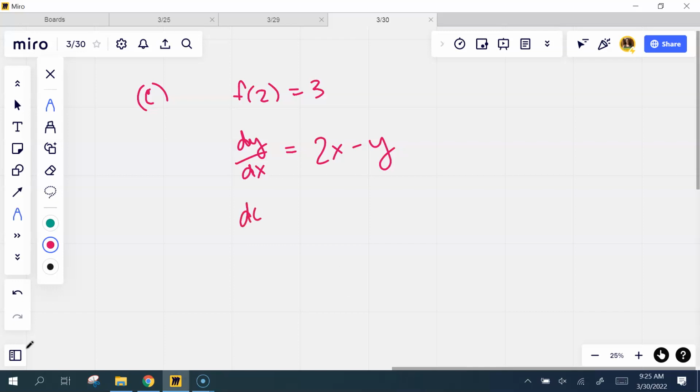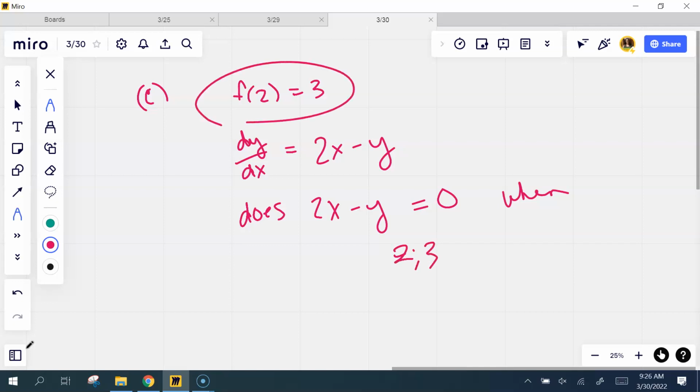But what happens with the derivative when you have a maximum or a minimum? It's 0. So my question is, does 2x minus y equal 0 when I have the point (2, 3)? Because that's what they gave me. So if I plug in 2 and 3, does it equal 0? So the derivative at (2, 3) is 2 times 2 minus 3, which is 1. So therefore, no, it does not have a max or min because the derivative is not 0 at that point.